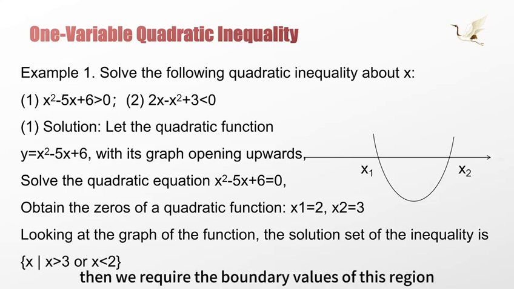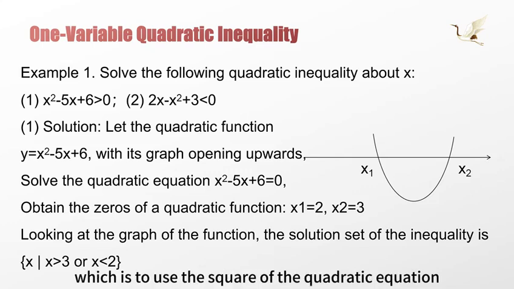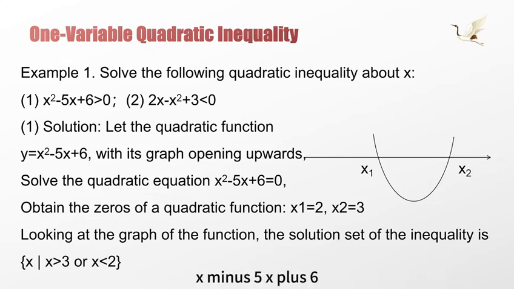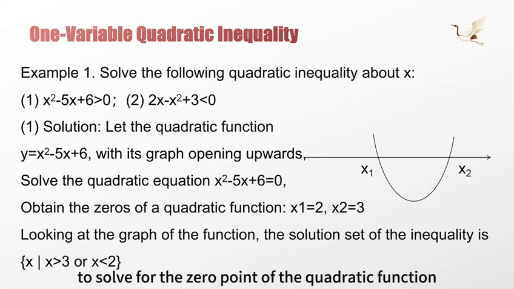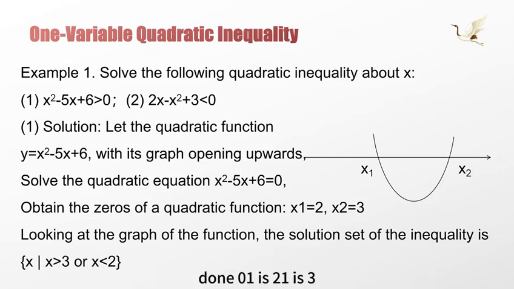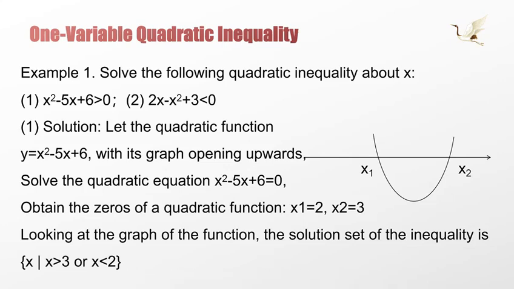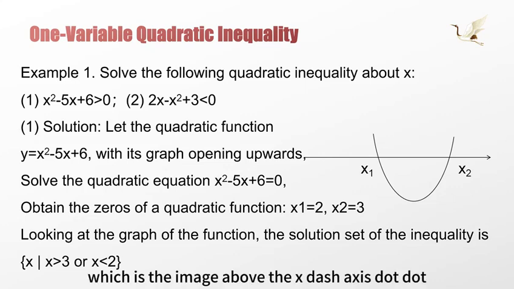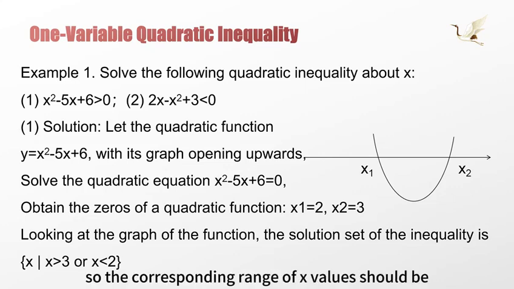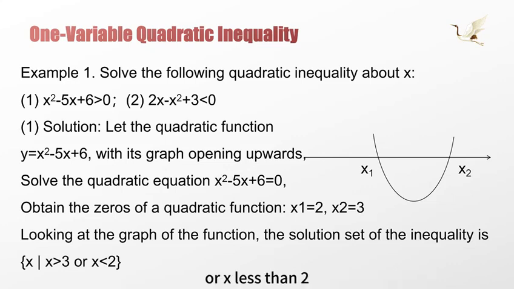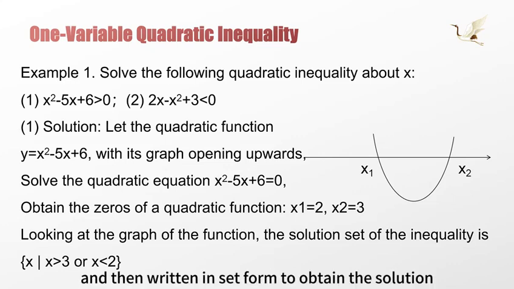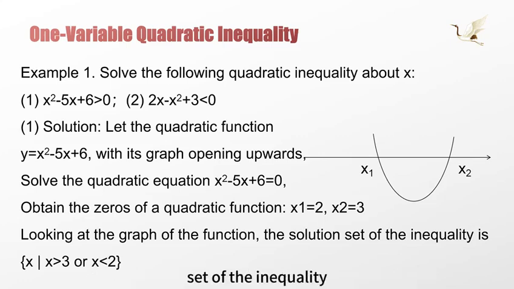Then, we require the boundary values of this region, which is to use the quadratic equation x squared minus 5x plus 6 equals 0 to solve for the zero points of the quadratic function. Done! The zeros are 2 and 3. Then let's take a look and see that it is greater than 0, so we should take the part of the image where y is greater than 0, which is the image above the x-axis. So the corresponding range of x values should be x greater than 3 or x less than 2, and then written in set form to obtain the solution set of the inequality.